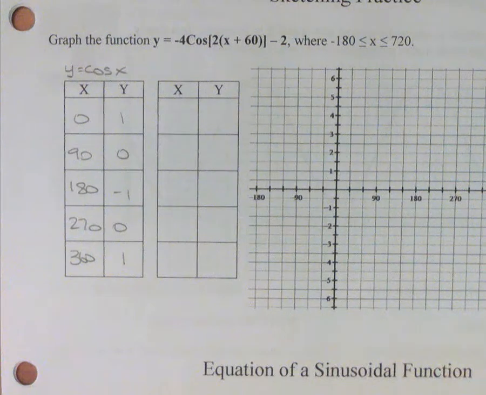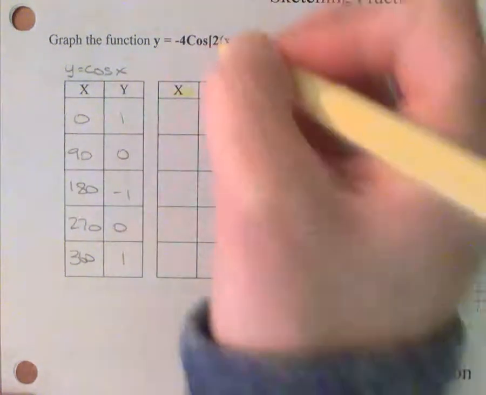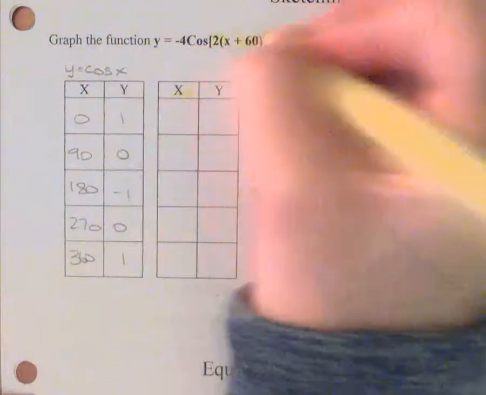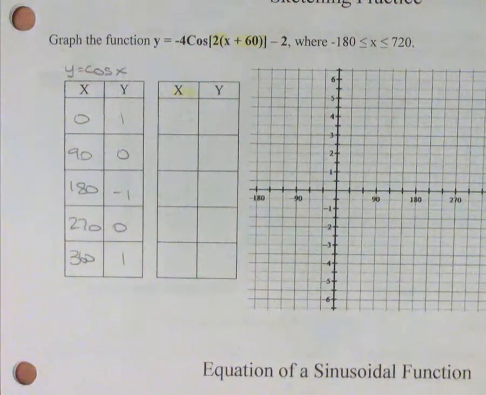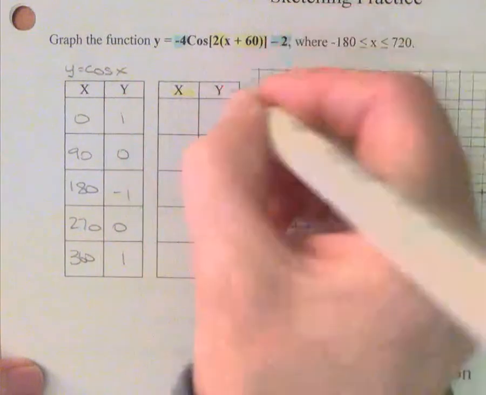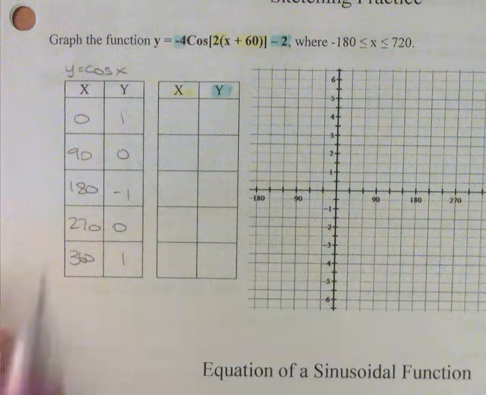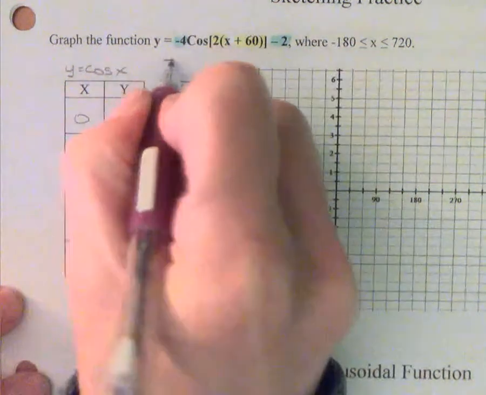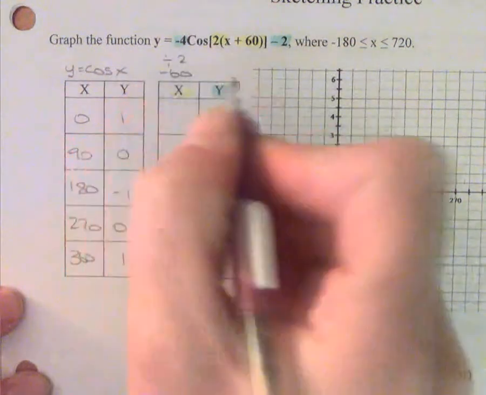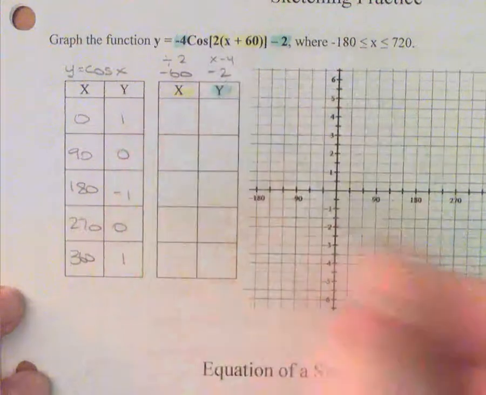So let's look at what will affect x. So x is anything inside the brackets, and y will be anything outside the bracket. So that means for x, we're going to divide by 2 and subtract 60. For y, we're going to multiply by -4 and subtract 2.